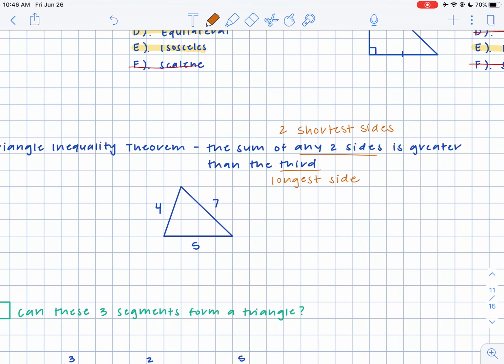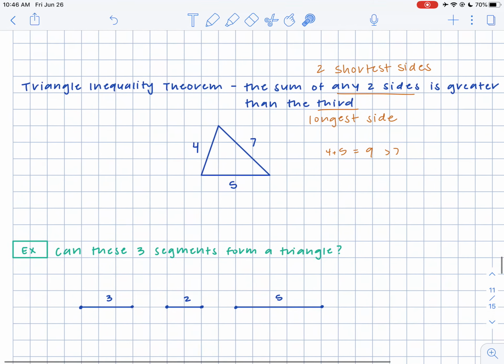And you can see it's much simpler than if we had to add 4 plus 5, 7 plus 5, and 4 plus 7, right? Instead, we can just add 4 plus 5, which are the 2 shortest sides, to give us 9, which is greater than 7, right? Because we take the 2 shortest sides and see if it'll be greater than the longest side. If we took 7 and 5, which are the 2 longer sides, of course it'll be greater than the shortest side. So that's how we can sort of simplify the theorem.